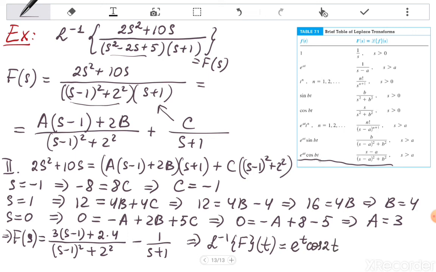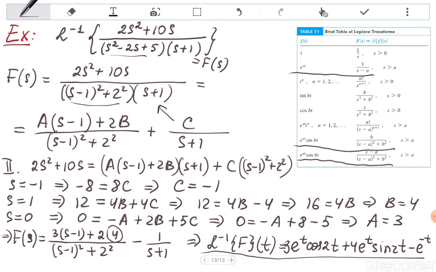Beta is 2, alpha is 1. And this part here we obtain 4. For b, we will use this formula. Beta is 2, so plus, okay, I forgot 3 here, sorry, 3 e to the t cosine 2t plus 4 e to the t sine 2t, and also minus this fraction. For this fraction we use this formula, e to the minus t, so minus e to the minus t. So this is the answer for this particular example.